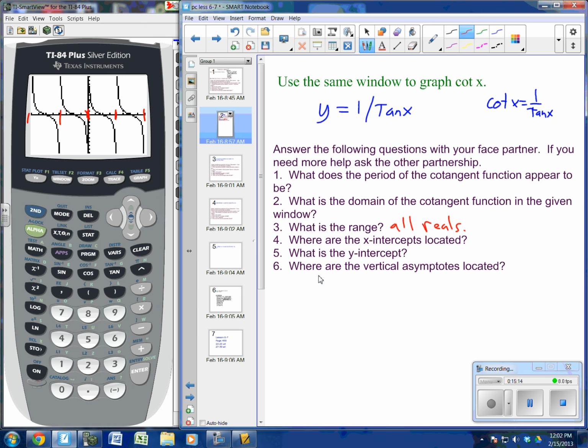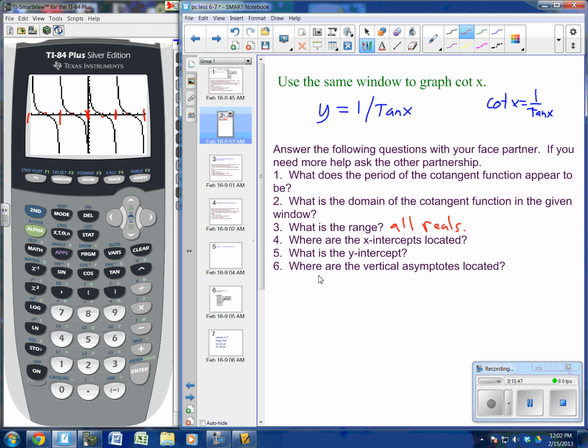Pi halves. Where else? 3 pi halves. Where else? Negative pi halves. Where else? Negative 3 pi halves. What's the way we can describe that? Odd multiples of pi halves. Same place where the other things were. What do we call those? The same place where the asymptotes were on the tangent function. All real numbers except for multiples of pi.